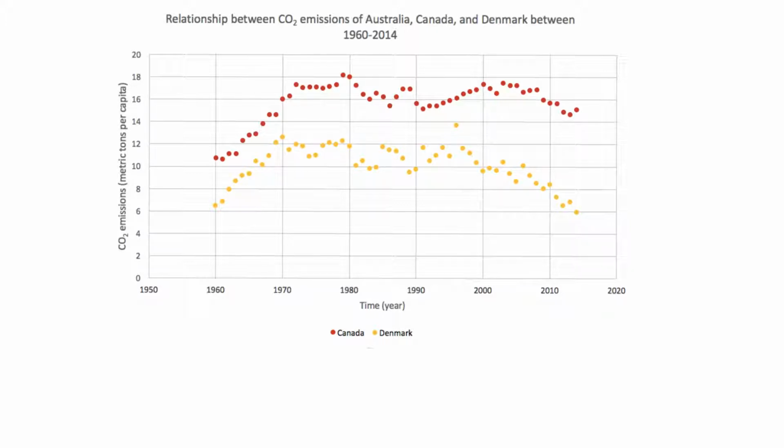In this case, we have the CO2 emissions calculated in units of metric tons per capita, and on my x-axis over here, or the horizontal line, I have time in years, and it's plotted for two different countries, Canada and Denmark. The data was collected from worldbank.org, and I put the website over here so you can access it if you want. There's a lot of good information on this website.